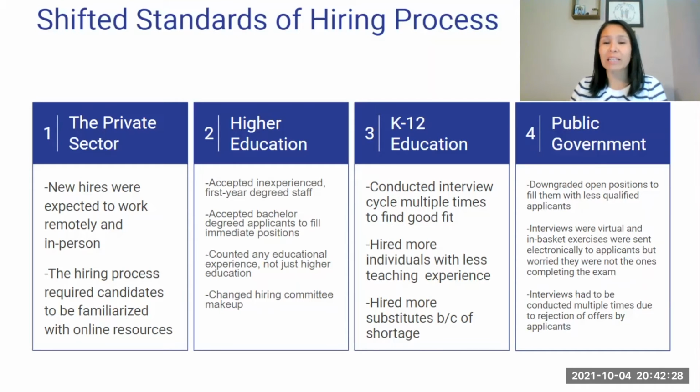In the K through 12 setting, they conducted interview cycles multiple times to find a good fit. They hired more individuals with less teaching experience, and they had to hire more substitutes because of the shortage. Within the public government sector, they had to downgrade open positions to fill them with less qualified applicants. Interviews were virtual and in-basket exercises were sent electronically to applicants, but they worried that they were not the ones completing the exams. And they had to interview multiple times because of rejection of offers by other applicants.